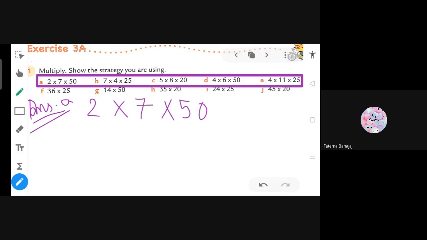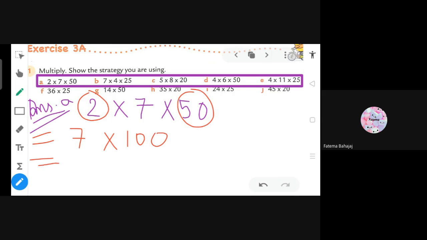Say, Fatima. 52, sir. 50 and this 2. That is a pair, a combination to make 100. So these we will combine. So 52 will be 100. And which number is left in the question? 7 is left. And we made it 100. And this also we can do mentally. 7 multiplied by 100, that is 700. So 700. Right?